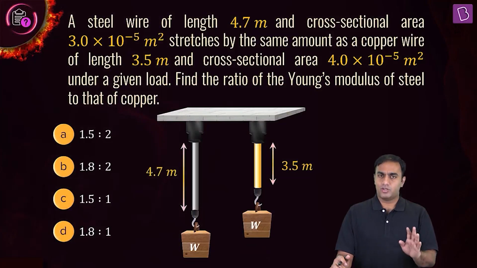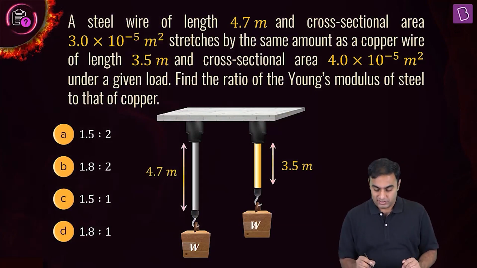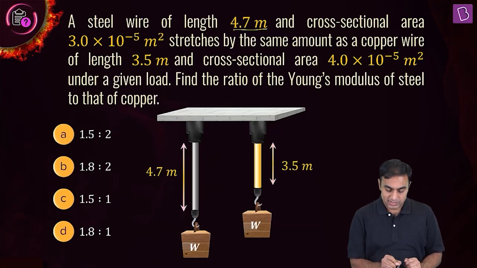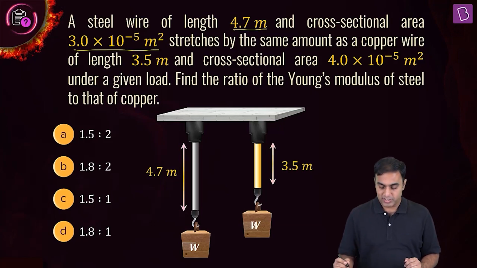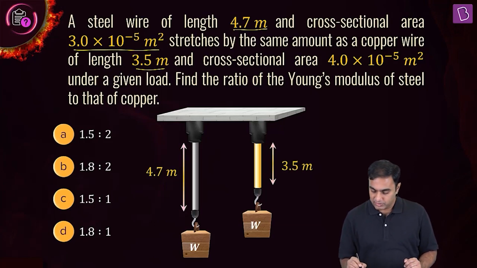We have here two wires. One is made of steel, another is made of copper. What are the length and cross-sectional area of the steel wire? It's given as 4.7 meter and 3 into 10 to the power minus 5 meter square respectively. Now, what is the length of the copper wire? Initially 3.5 meter and the cross-sectional area is 4 into 10 to the power minus 5 meter square.